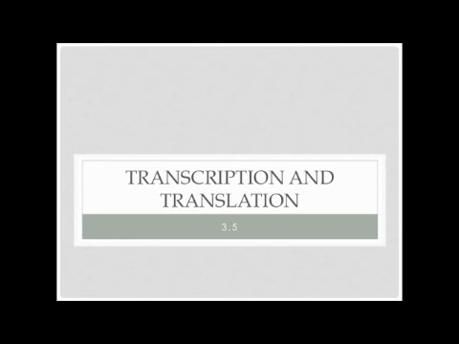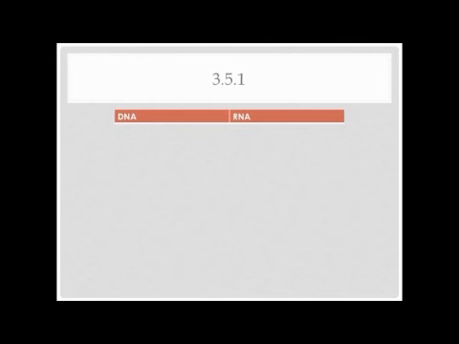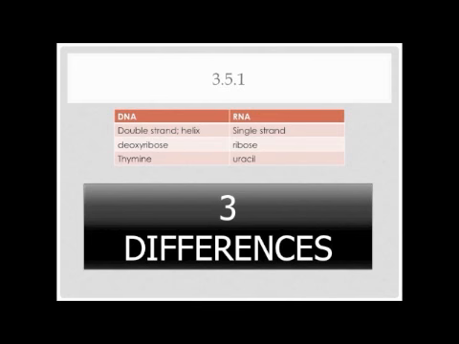Transcription and translation. Let's look at the differences between DNA and RNA. The first one is that DNA is composed of a double helix, while RNA is only composed of a single strand. Another one is that DNA contains a deoxyribose in its backbone, while RNA only contains a ribose. The last difference is that the base, thymine, the one matching adenine, does not exist in RNA. It is instead replaced by uracil. So these are the 3 differences you need to memorize.